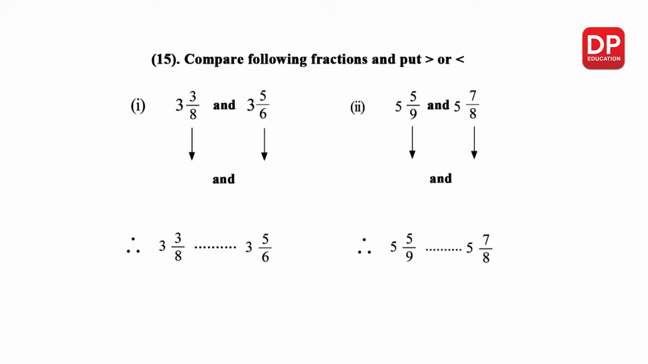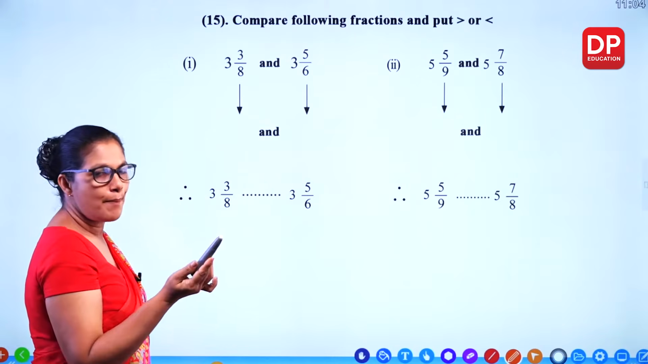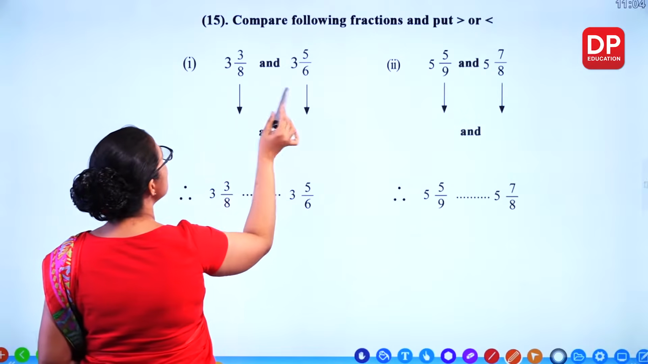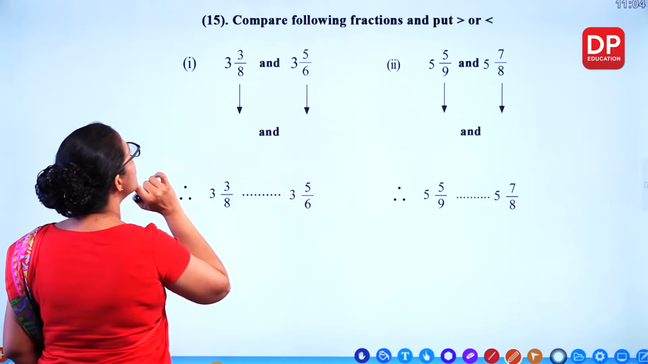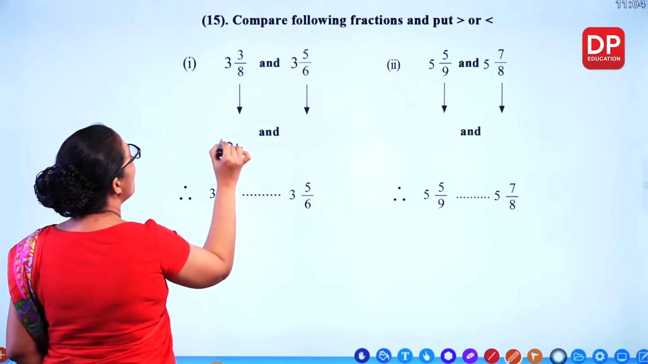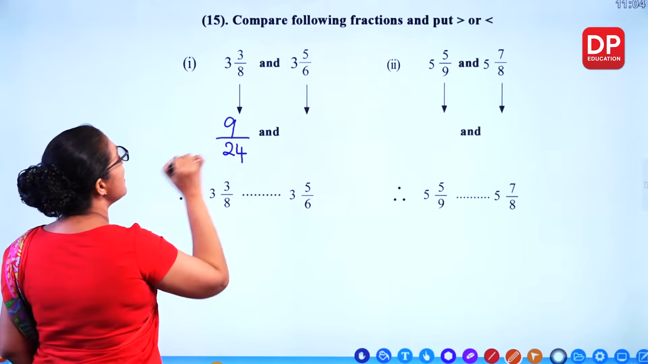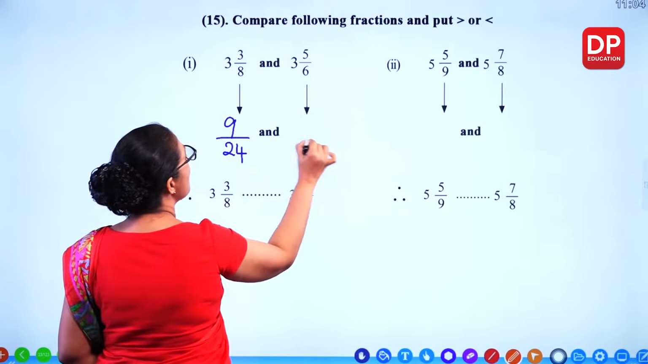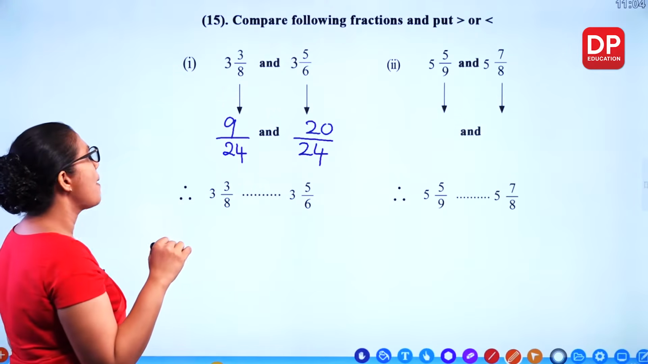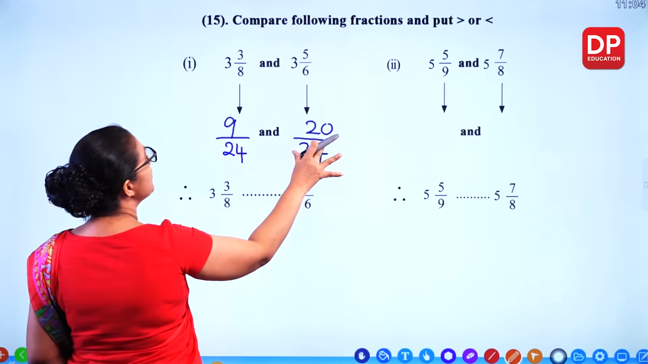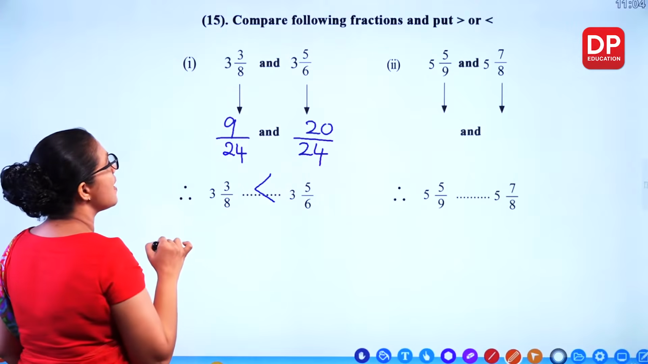Compare the following fractions and put a greater than or less than sign. The whole number is 3, so we can't compare. We have to convert to the same denominator. 8 and 6, what's the common denominator? 24. That means multiply by 3. 3 times 3, 9. 24 here. Multiply by 4. 4 times 5, 20. Which one is bigger? This side is bigger. So I can write this side is bigger.